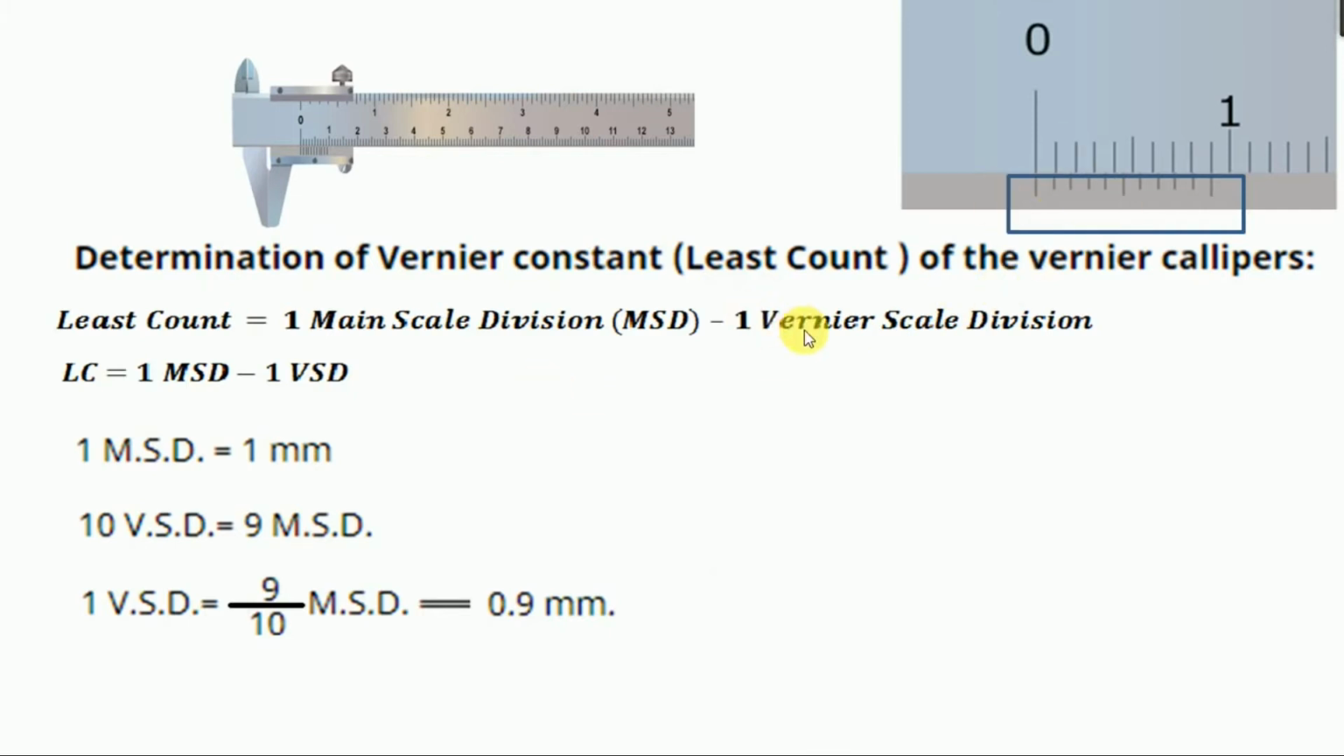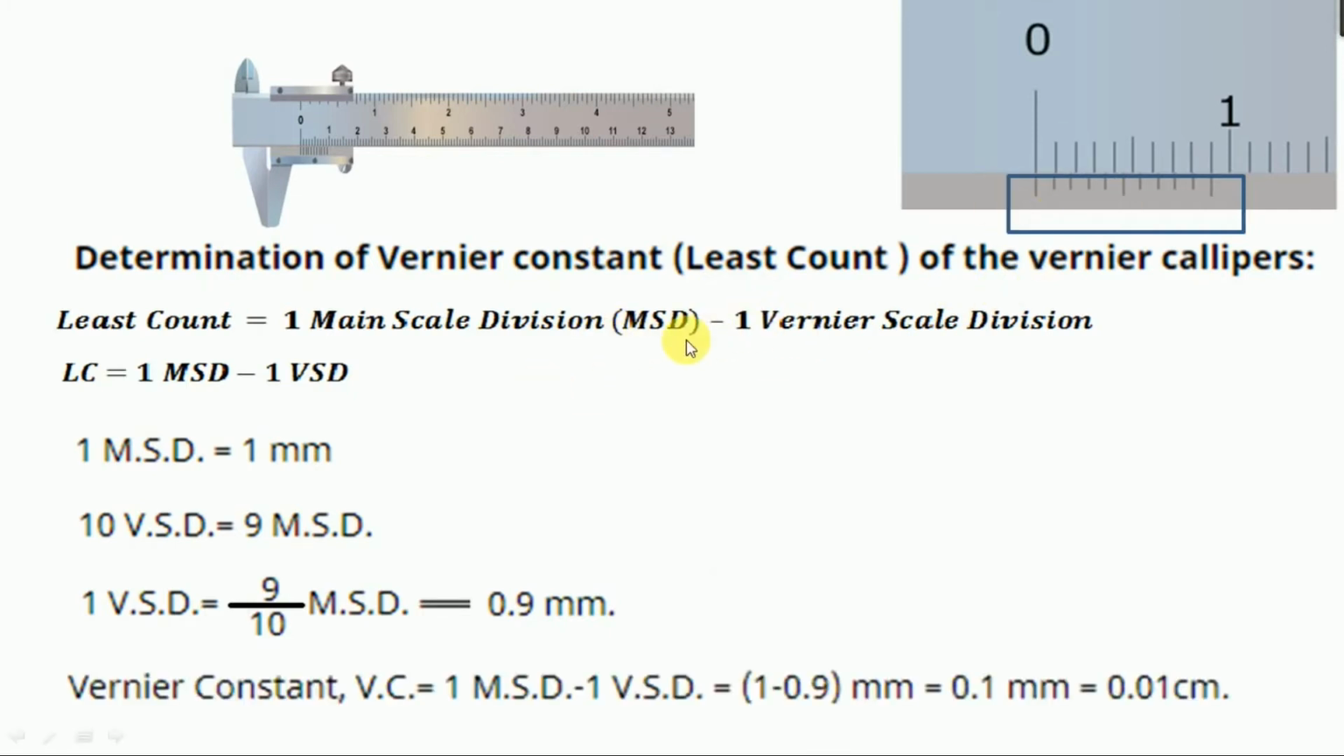Now I'll use this formula to find the least count. Least count is equal to 1 main scale division, that is 1 millimeter, minus 1 vernier scale division, that is 0.9 millimeter. So 1 minus 0.9 is 0.1 millimeter. So the smallest measurement we can take using this vernier caliper is 0.1 millimeter. If you convert it into centimeter, it is 0.01 centimeter.